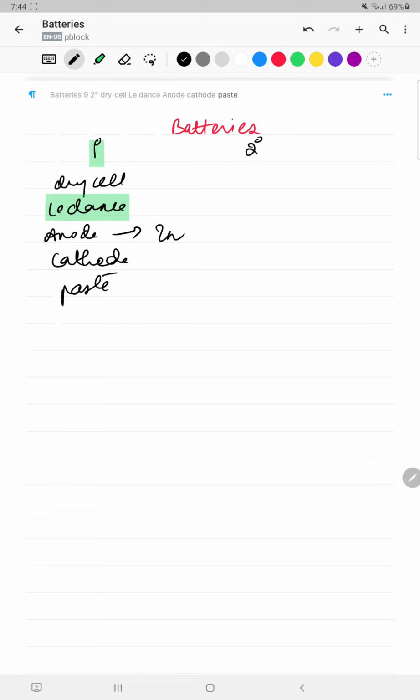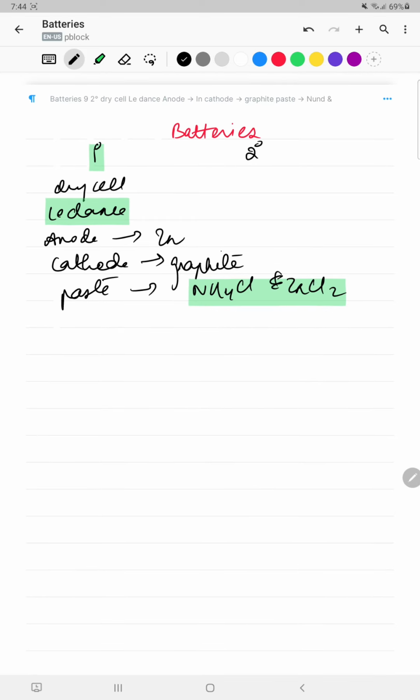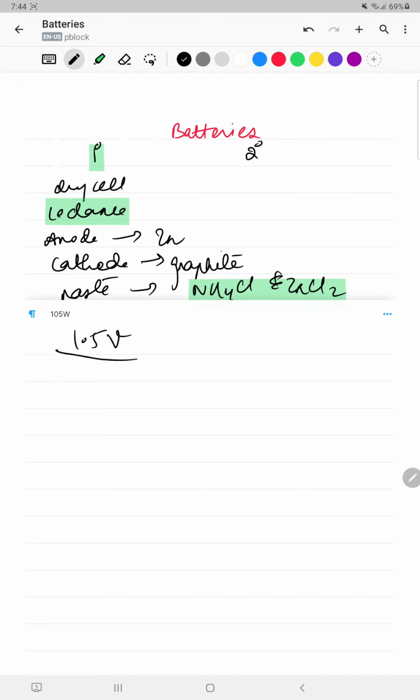The anode is made up of Zn, that is zinc. The cathode is made up of graphite, and the paste is actually NH4Cl and ZnCl2. This thing is important. Okay, and the voltage it gives is 1.5 volt, which is maximum in primary battery according to the NCERT. Okay, and there are two compounds which are formed in the reactions.